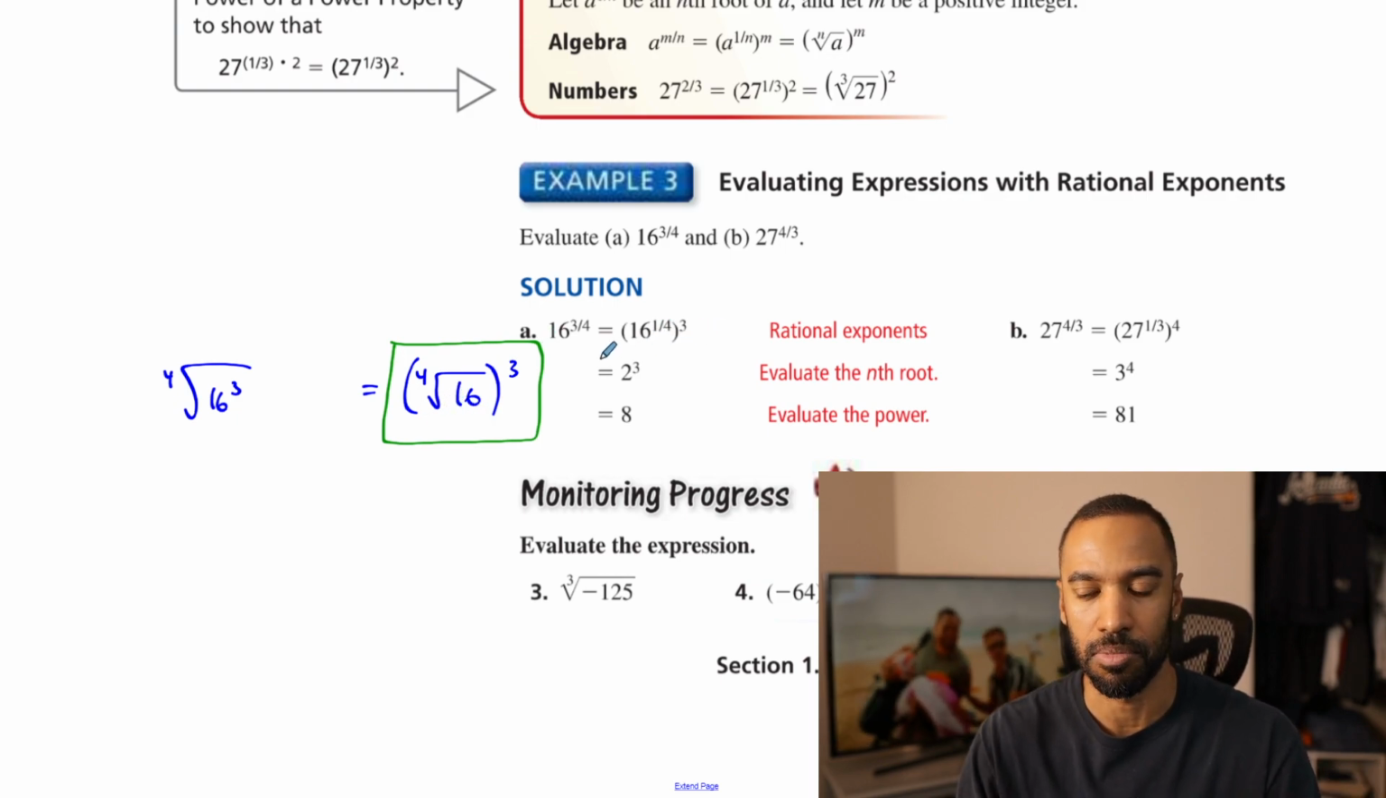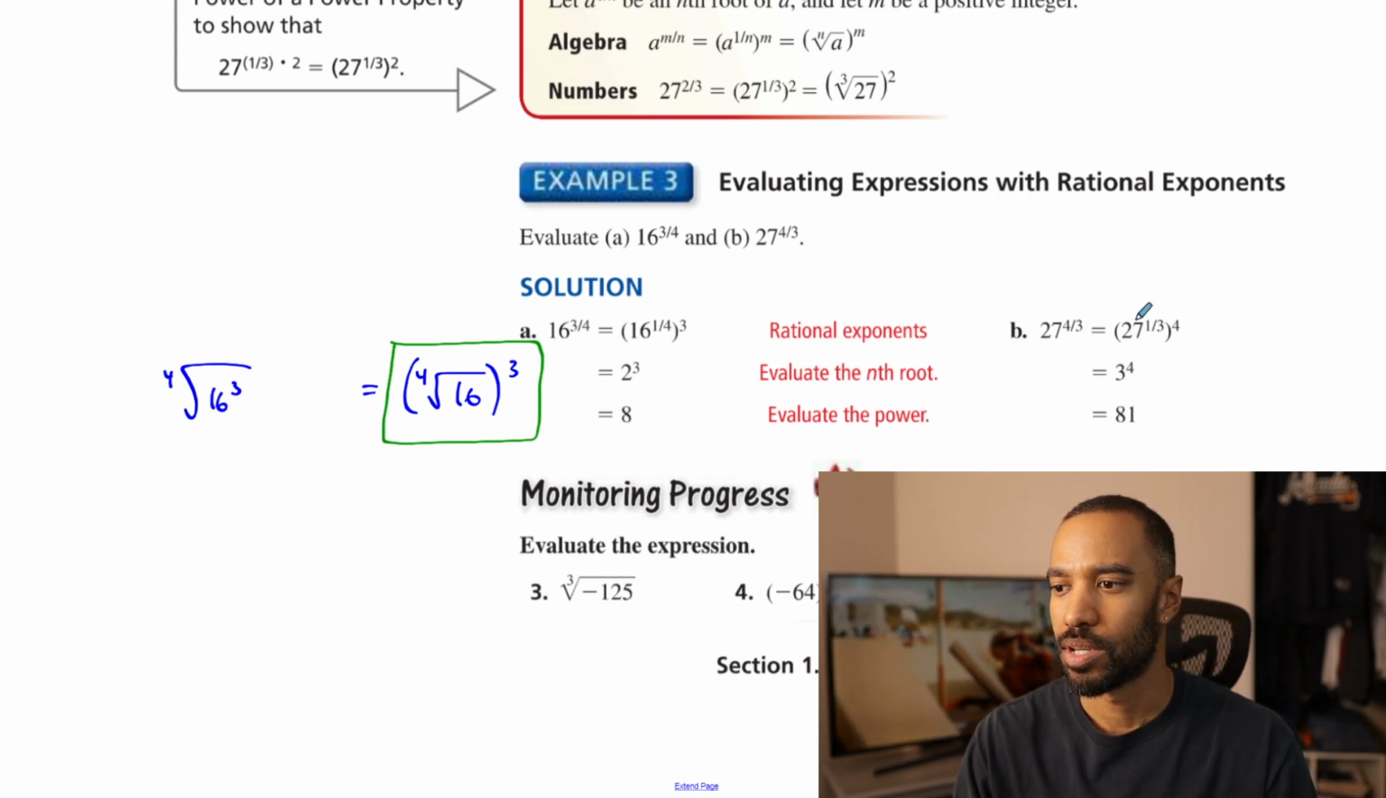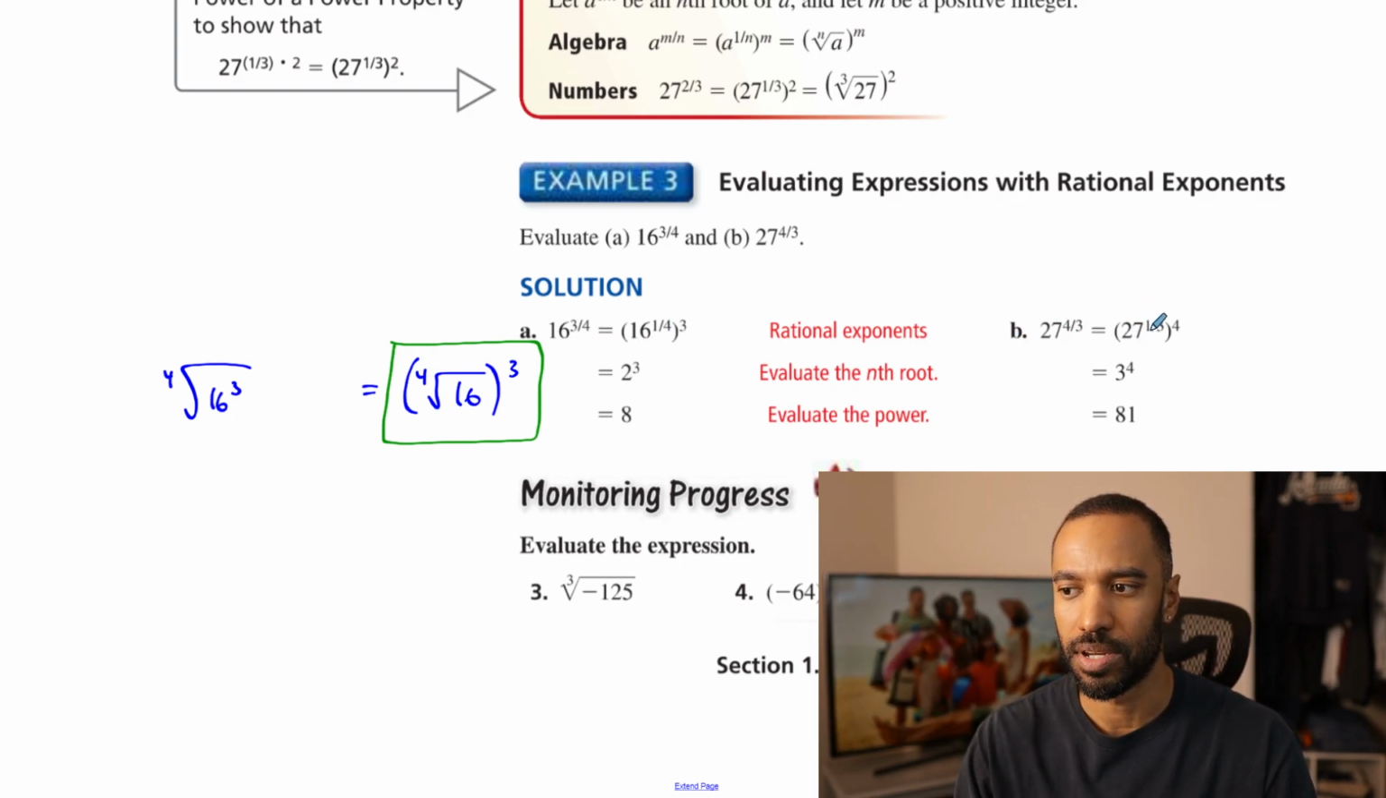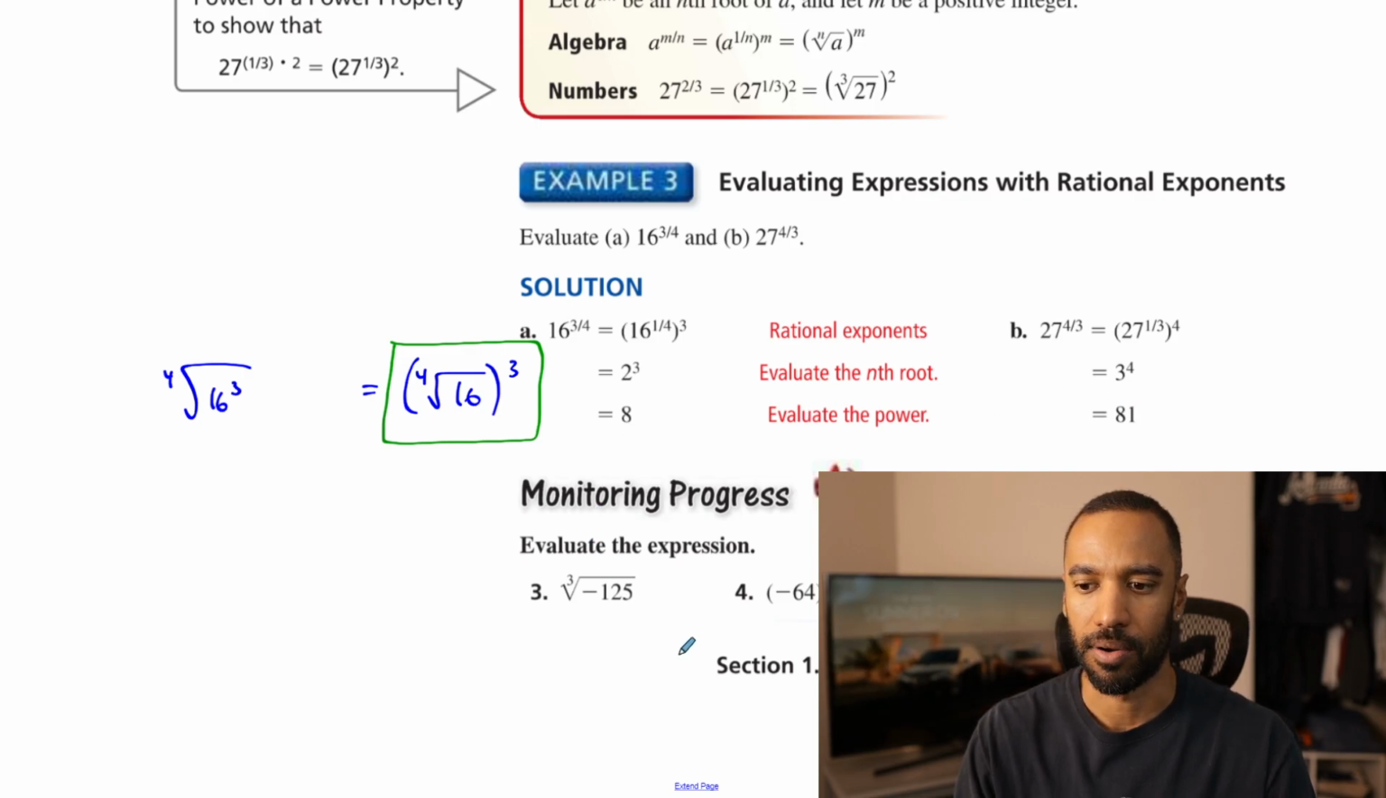It seems like the book's doing the same thing as far as showing that. 27 to the 4/3, same thing. Take the cube root of 27 first to get 3, raise it to the 4th power to get 81.